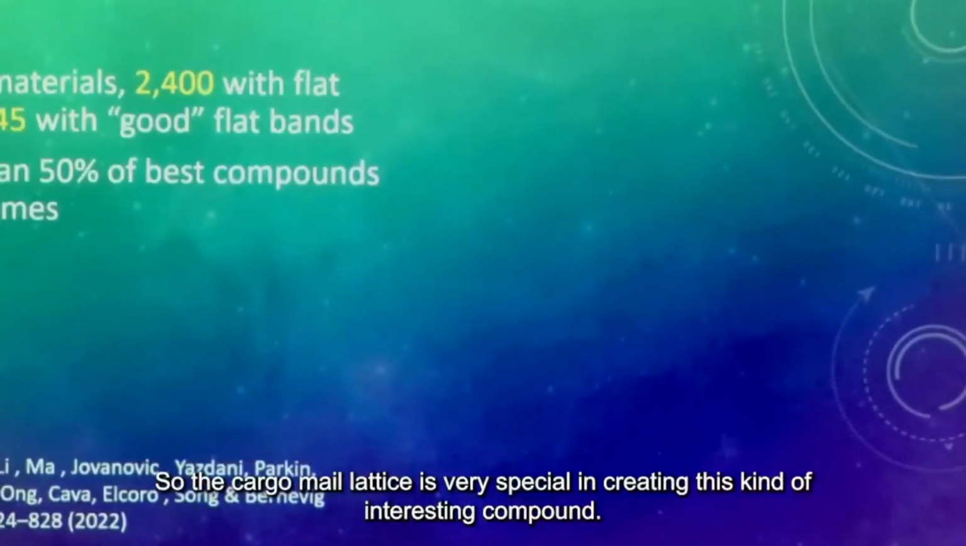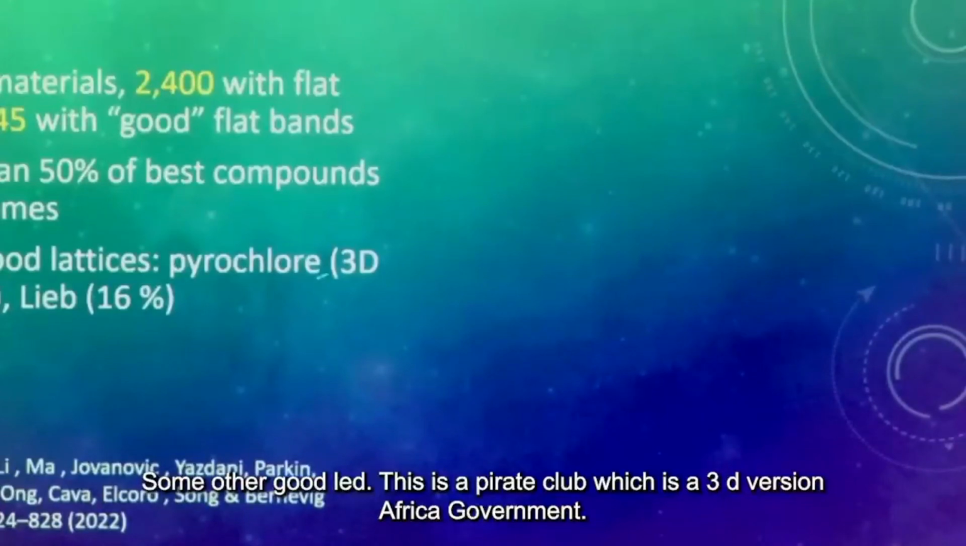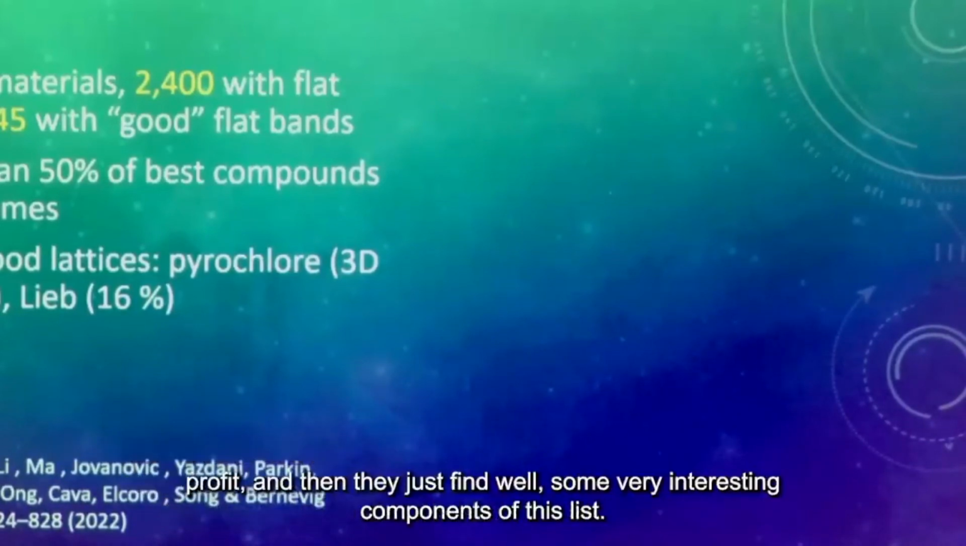More than 50% of the compounds with flat bands are kagome compounds. So the kagome lattice is very special in creating these kinds of interesting compounds. Some other good lattices are pyrochlore, which is a 3D version of a kagome. We've tossed them out because pyrochlore was classified as linked, but it might be interesting to look for other kinds of flat bands in pyrochlore lattices in the future. The Lieb lattice is also a good lattice if you want flat bands.